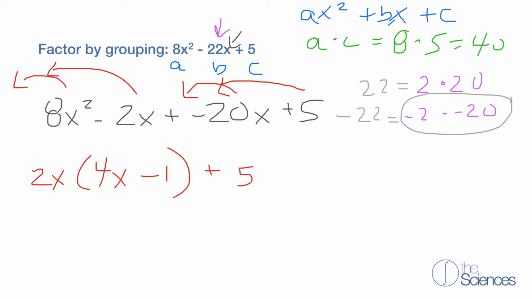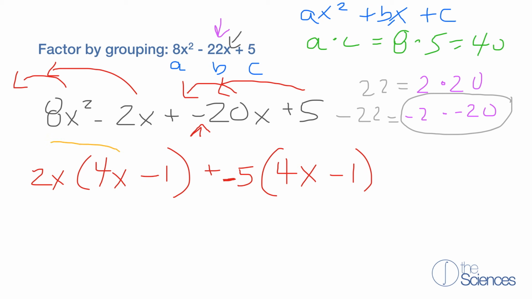Factor out a negative 5. Since we have a negative here, we're going to factor out a negative. So negative 5 times what is 20, so that's 4x. Negative 5 times what is 5, so that's negative 1. So now notice that we have a 4x minus 1 in each term.